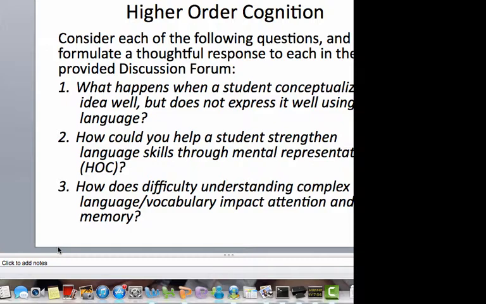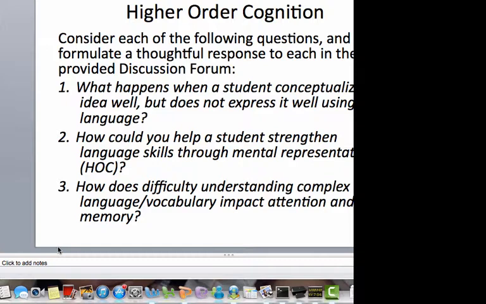Number 1, what happens when a student conceptualizes an idea well but does not express it well using language? So please think about that, and if you can identify a student you know that has had an issue with that, it would be quite helpful to give specific examples. And you may even want to include an example of a support you designed or seen that would be helpful for a student like this.